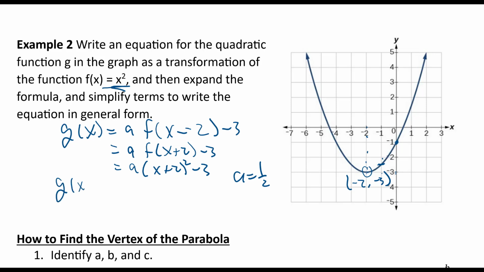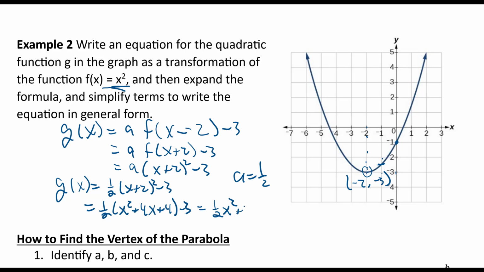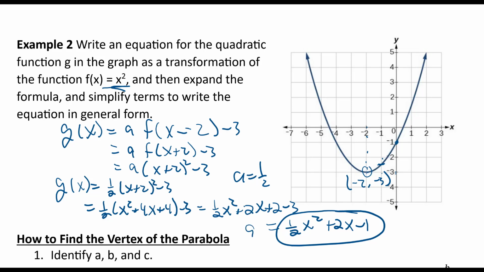So our g of x is equal to 1/2 times x plus 2 squared minus 3, or 1/2 times x squared plus 4x plus 4 minus 3, which is 1/2 x squared plus, distributing the 1/2, 2x plus 2 minus 3, or 1/2 x squared plus 2x minus 1. That would be the general form.